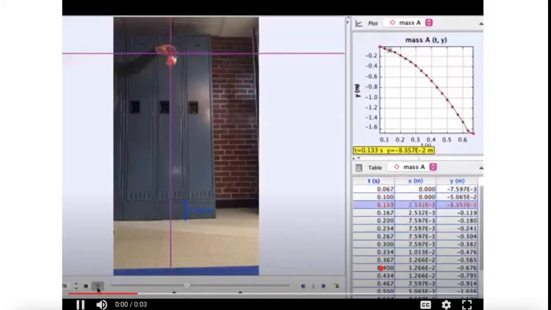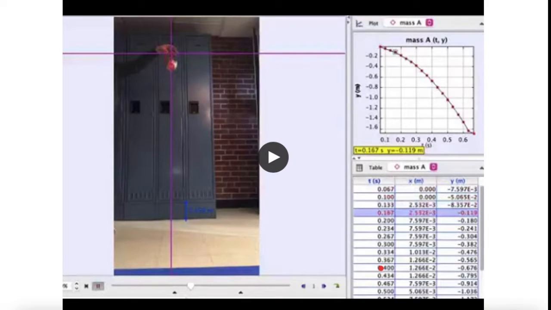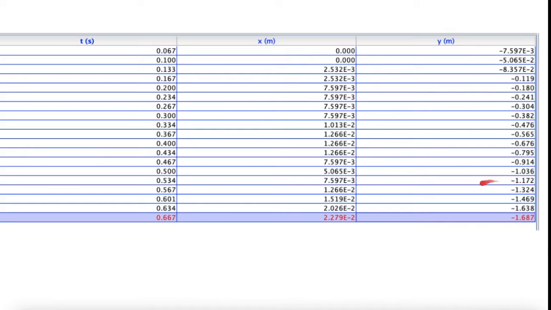So here we have our observed model. We can see a crumpled paper ball falling to the ground, just being dropped from the hand, and here we can see the plotted graph and the chart. So we want to grab a few measurements from here. So at our time, we have our initial y value.